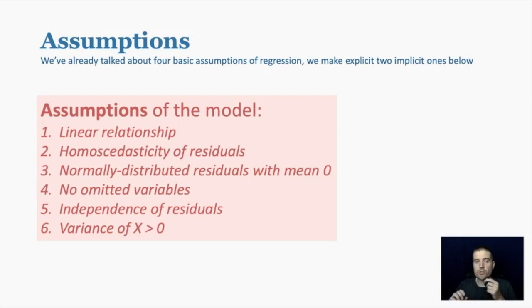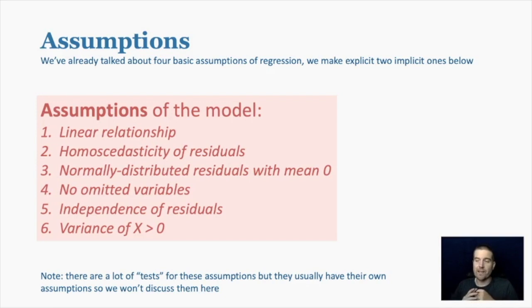The linear relationship, the homoscedasticity, normal distribution of residuals, and the independence, we've all talked about several times. I mentioned earlier that we're adding these no omitted variables and the variance of x greater than 0, which were implicit assumptions that we had talked about, but we're going to make them official here and talk about them more fully.